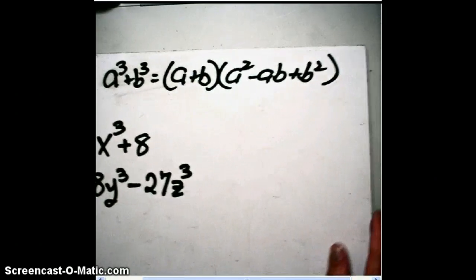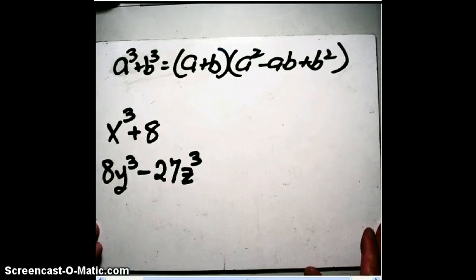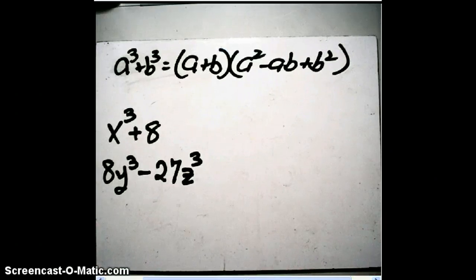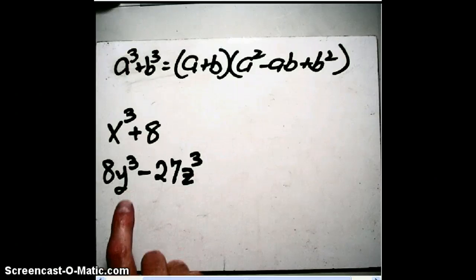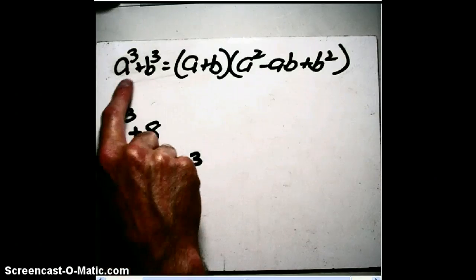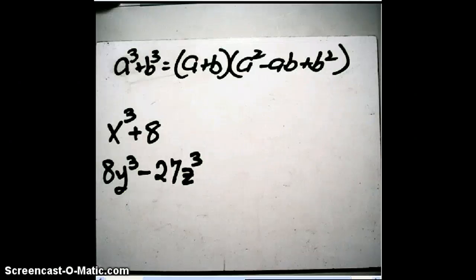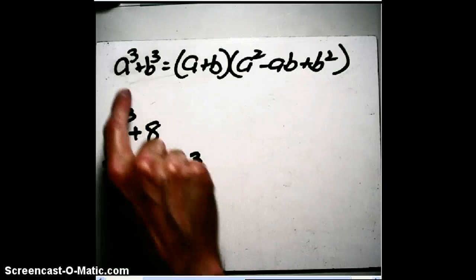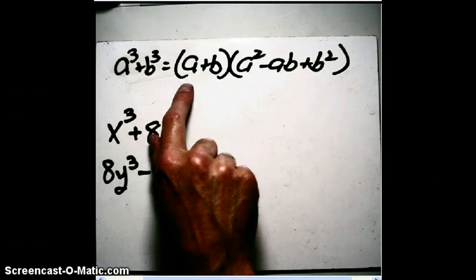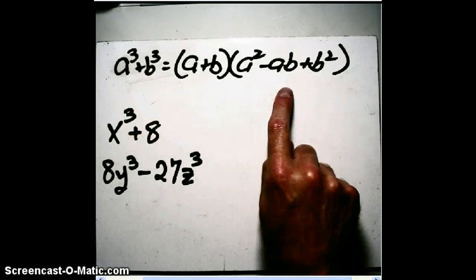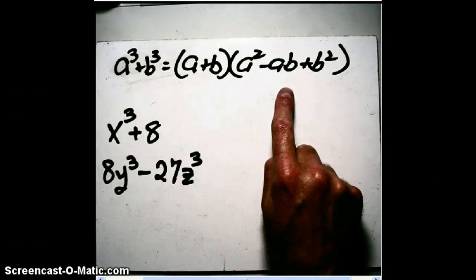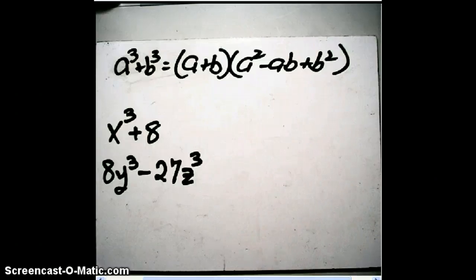Now the next thing I want to talk about is called a binomial cubed. I mean a sum of two binomials. No, a sum of two cubes. I'm sorry, I should go back and erase that. So here we have a cubed plus b cubed. Believe it or not, a cubed plus b cubed is the same thing as a plus b times a squared minus ab plus b squared.